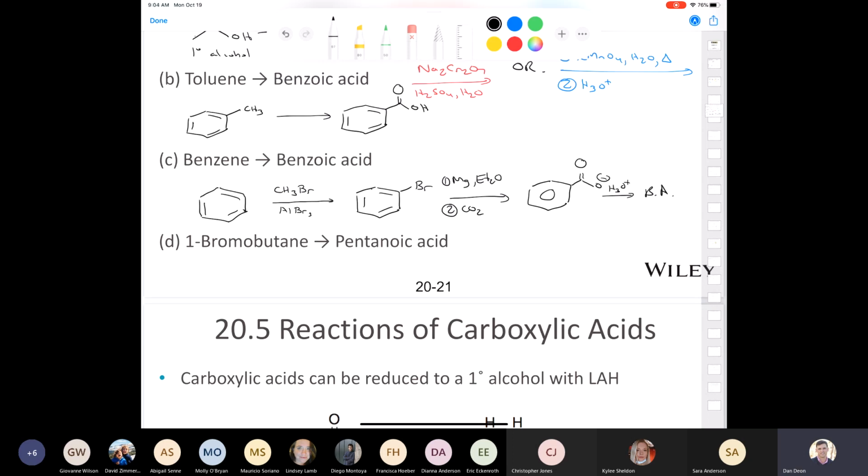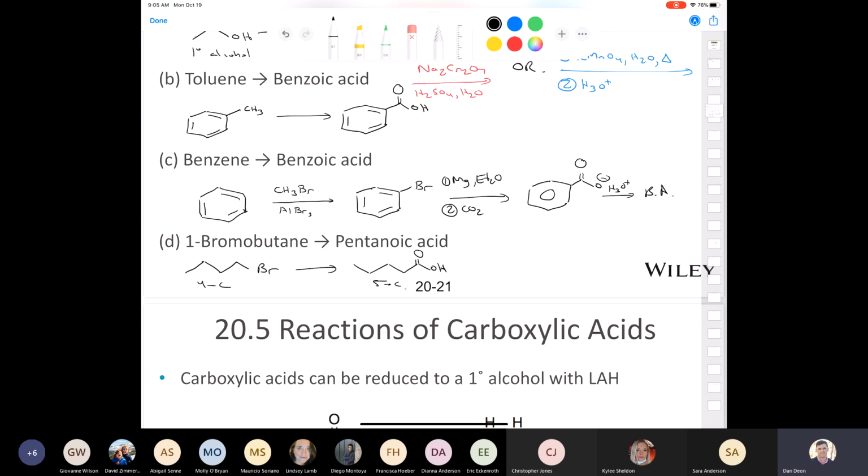Anyhow, so we have 1-bromobutane. Let's draw that as 1, 2, 3, 4. 1-bromobutane, and I want to form pentanoic acid: 1, 2, 3, 4, 5. Oops, I'm really running out of space here. Let me clean that up. Let me draw it this way so I won't run out of space. 1, 2, 3, 4, 5. Well, I'll go over this one with you kind of quickly. You can see that you're adding a carbon. Right here we have 4 carbons. In here we have 5 carbons.